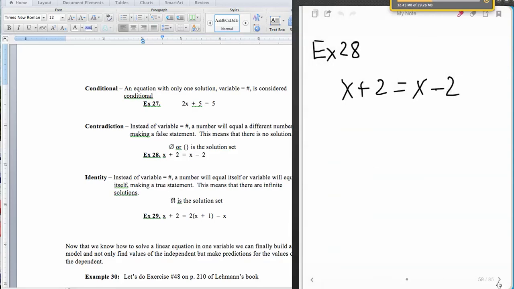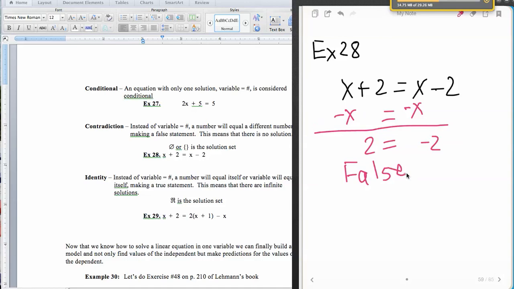All right, moving on to our second type. Our second type is a contradiction. Watch what happens when we do this one. The first thing that I'm going to do is get the x's together. Always move your x's first. This will save your bottom too. So I'm going to add a negative x to both sides of the equation. x minus x is 0. 2 plus 0 is 2. And that equals x minus x is 0, and negative 2 plus 0 is negative 2. 2 equals negative 2. That gives me a false statement.